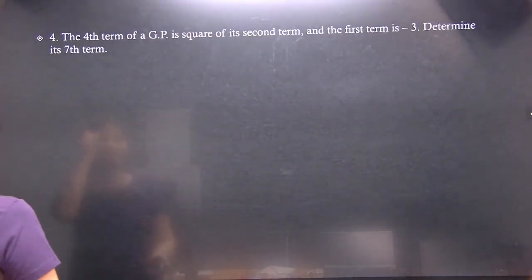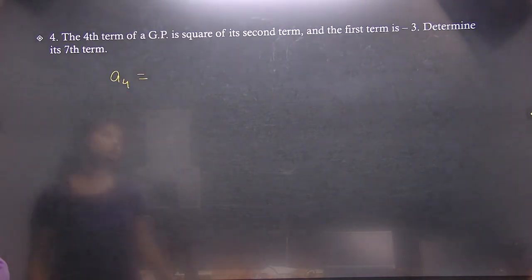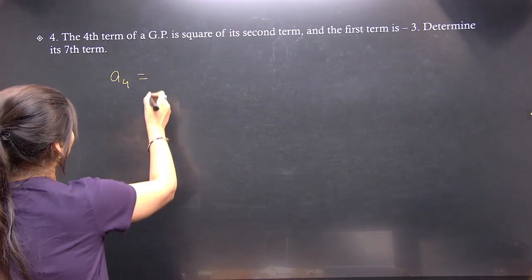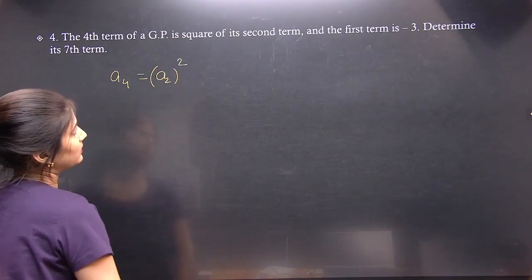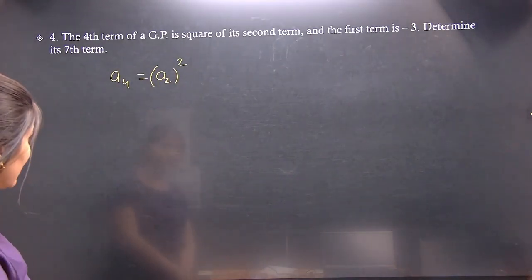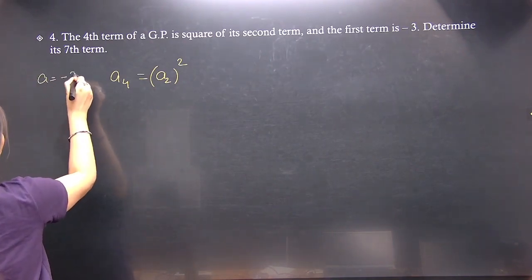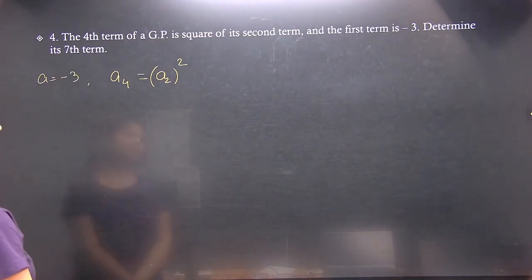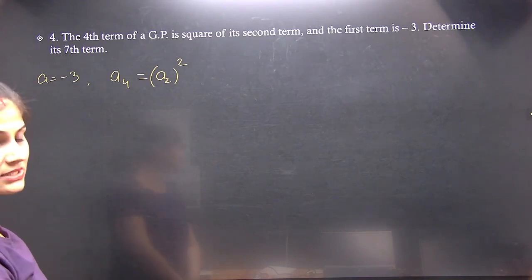Now, the fourth term of a GP is equal to the square of its second term, and the first term is minus 3. A is equal to minus 3. Now determine its seventh term. You have to determine its seventh term.